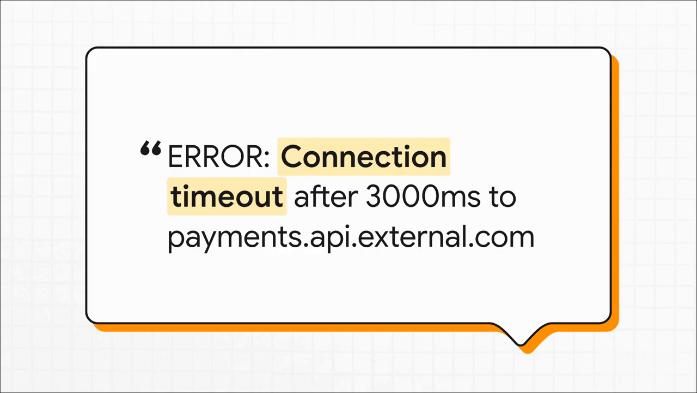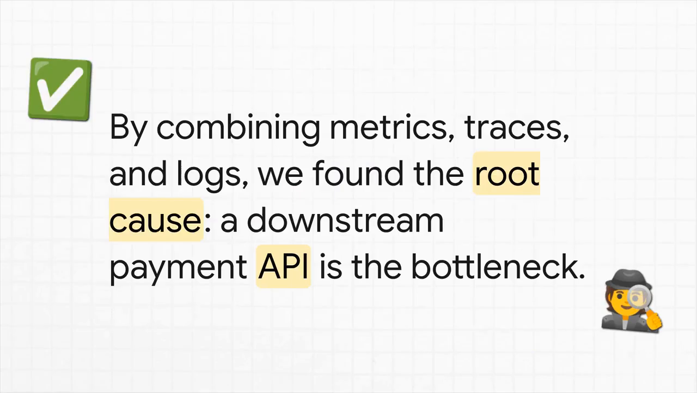We pull up the logs for that specific function invocation, and there it is, clear as day, our smoking gun, a connection timeout after 3,000 milliseconds to some external payment API. So think about it. We now know that there was a problem, we know where it was, and now we know exactly why it happened. And there you have it.